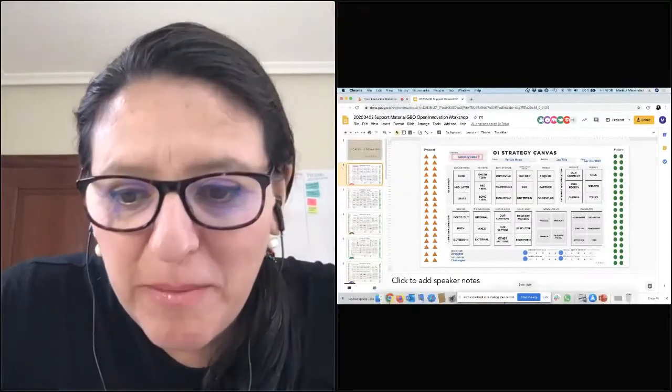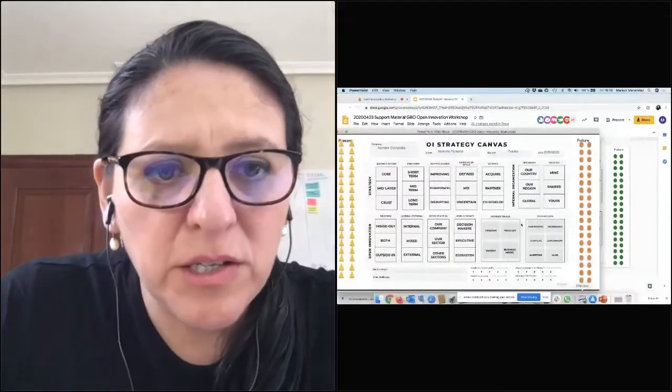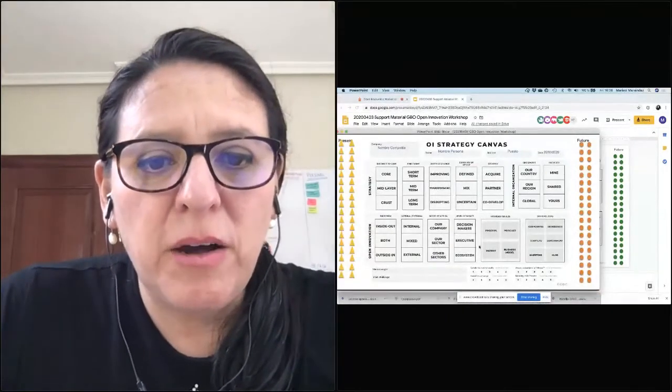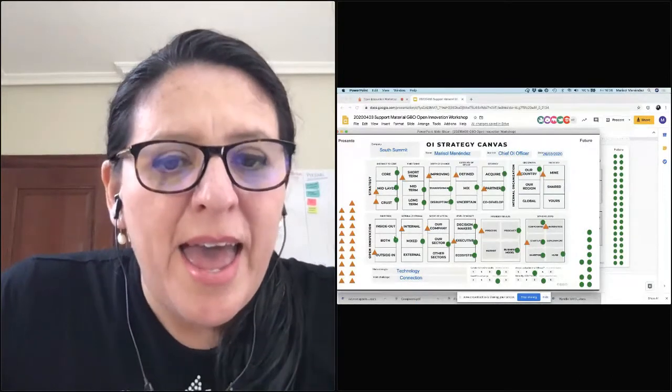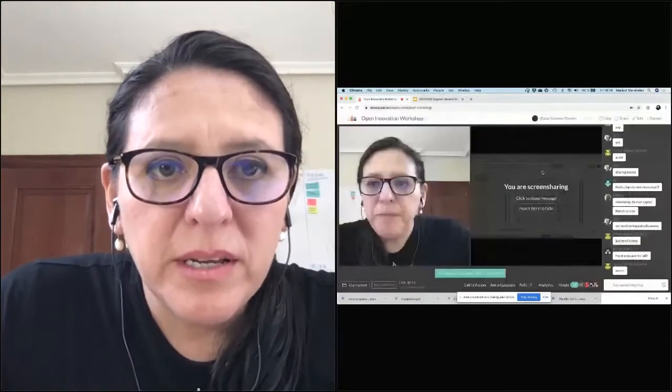Let me go to my PowerPoint. So this is the Open Innovation Strategy Canvas. We will fill it today. And the activity, let me see if I can share the PowerPoint right now because it's better.